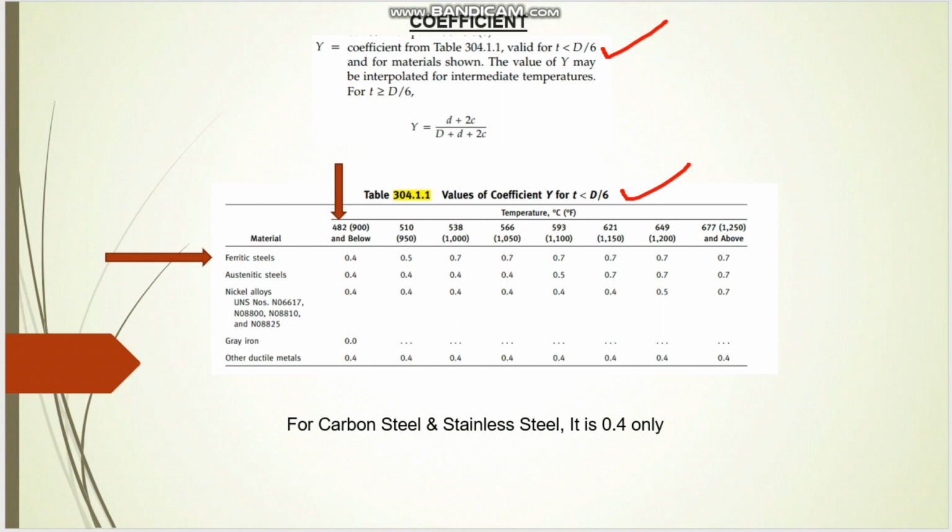Suppose in your case the thickness is very high and you are not satisfying this condition, it means you have to apply a special formula. Now here you can see they have given the material groups: ferritic carbon steel, austenitic stainless steel, like that. Ferritic carbon steel falls under this one. So we can see the condition here. The temperature is given as 900 degrees Fahrenheit or 480 degrees and lower. In our case it is lower than this value, so we can follow 0.4.